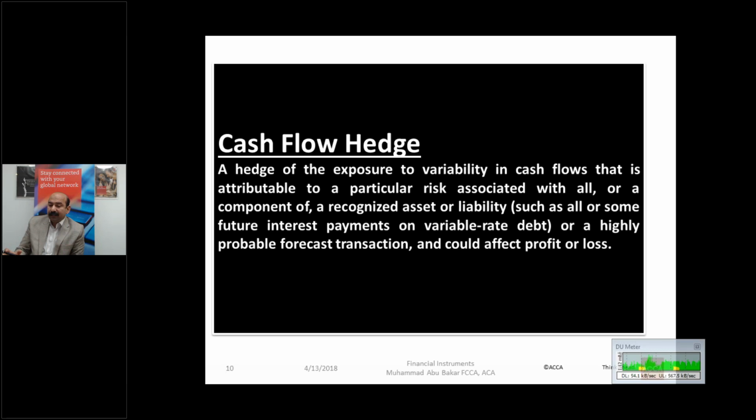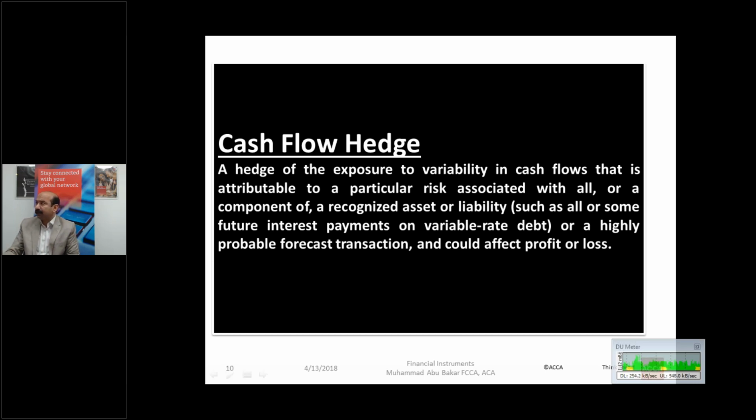So this is a cash flow hedge. You fixed your cash flows and you will always pay 2%. So you protected yourself from the variable rate. You will always be paying, due to this interest rate swap, which is the hedging instrument, at a fixed rate.